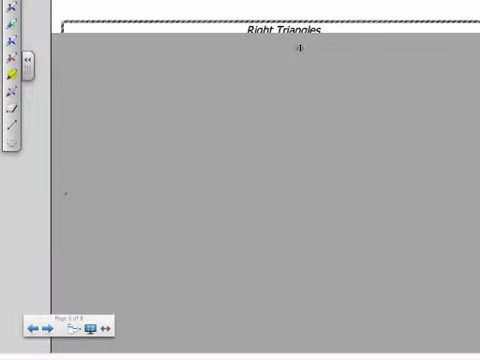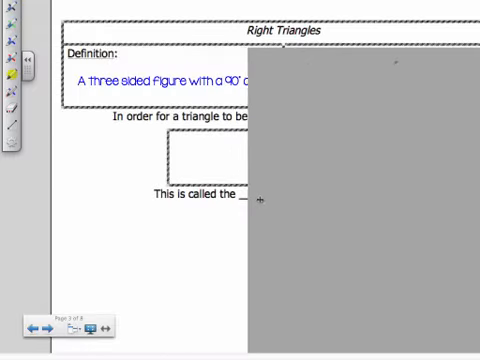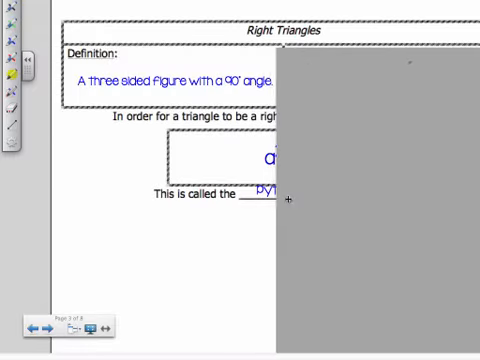So the next thing that we need to discuss is what a right triangle even is. So let's write down the definition of a right triangle. It's a three-sided figure with a 90-degree angle. Which I'm sure you guys all know.